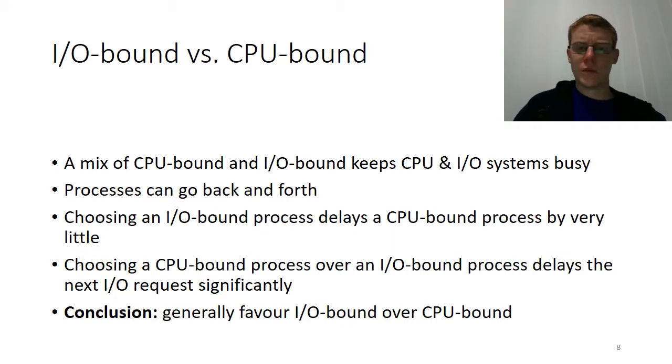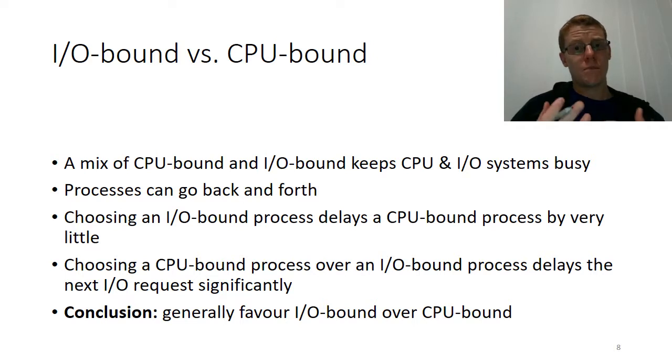Alright, so now that we have those definitions, we can talk about IO-bound and CPU-bound a little bit. Having a mix of IO-bound and CPU-bound processes running allows us to keep the CPU and the IO systems busy, which means that we get a better throughput of processes through the system.